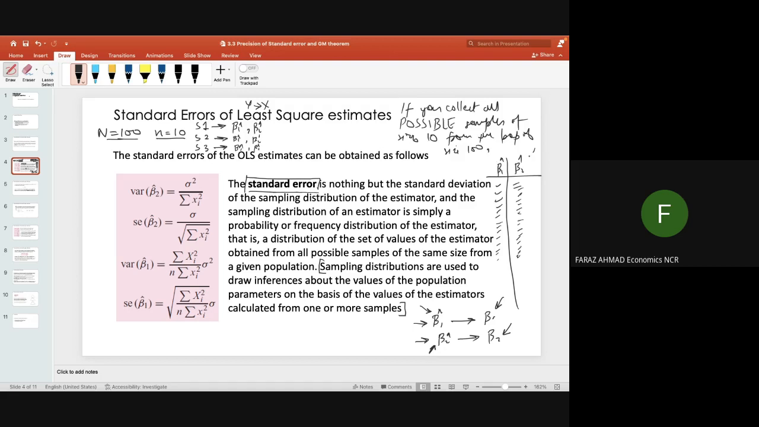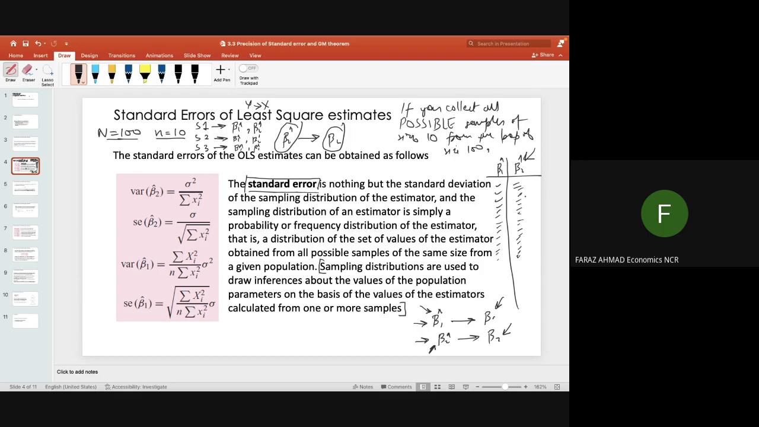Let us pick beta 2 hat, which is nothing but the slope of the SRF, and we are trying to say something about the slope of the PRF, because beta 2 hat is the slope of the SRF and beta 2 is the slope of the PRF, and we are interested in knowing the slope of the PRF. What we got is a slope of the SRF. So these are all the different slopes depending upon all the different samples that have been collected from the same population.